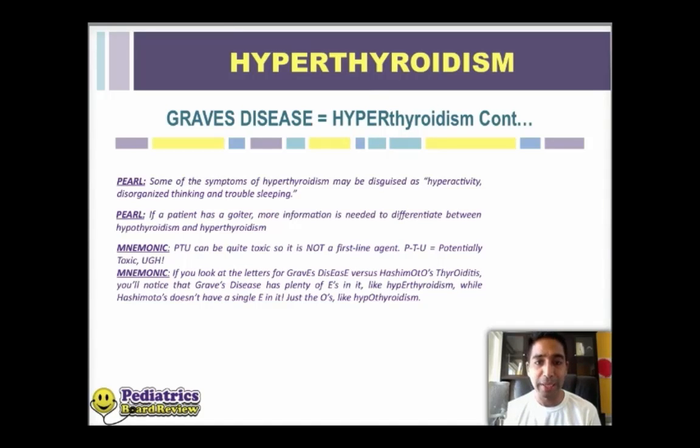If you look at the letters for Graves' disease, I like this one. I'm not sure if this is in the current version of PBR, but for Graves' disease, there are lots of E's in it versus Hashimoto's thyroiditis, which has a bunch of O's in it. So you'll notice that Graves' disease has plenty of E's in it, just like hyperthyroidism, the hyper, right? While Hashimoto's doesn't have a single E in it, and it just has a lot of O's in it, like hypothyroidism.